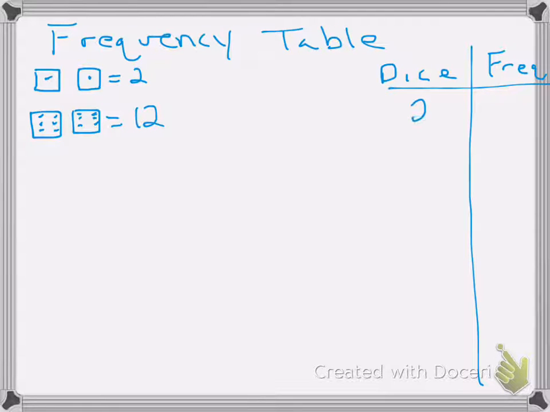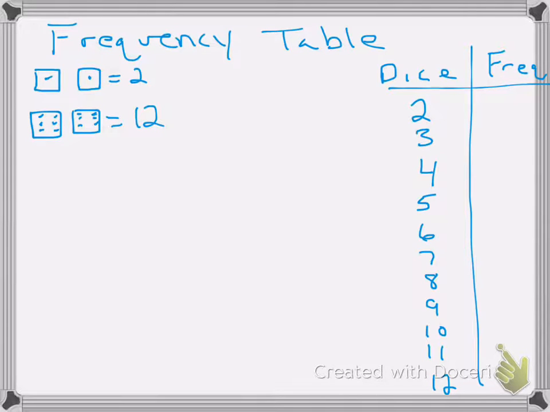So dice, we're going to have 2, 3, 4, 5, 6, 7, 8, 9, 10, 11, and 12. Because those are the possibilities that I can roll. I can't roll a 1 because I've got 2 dice, and I can't roll anything higher than a 12 because on my dice, the highest numbers on the 2 dice are 6s.